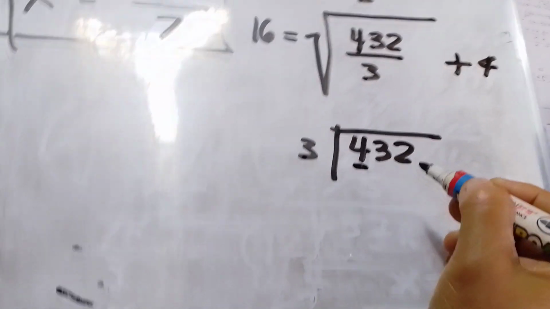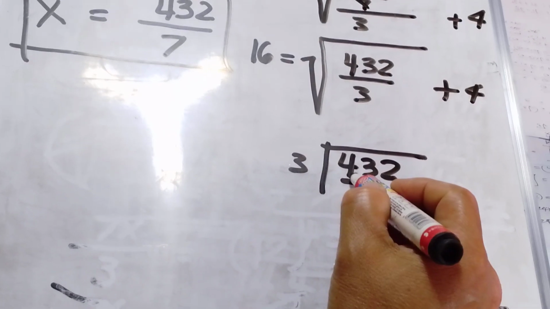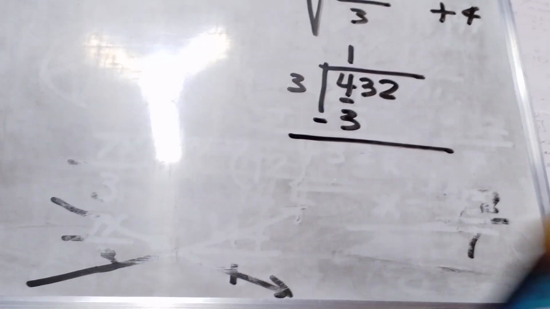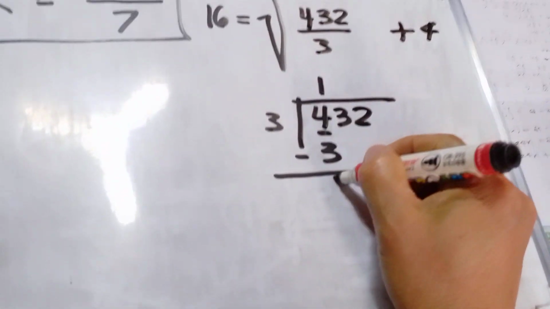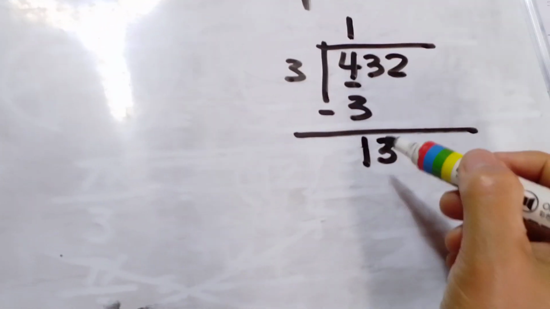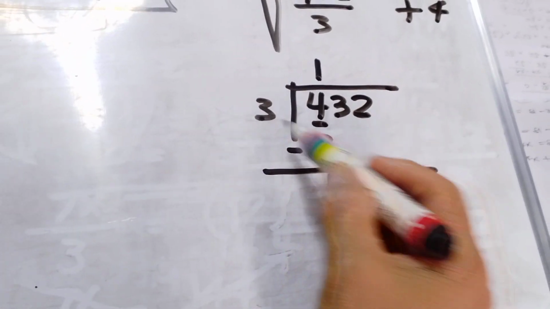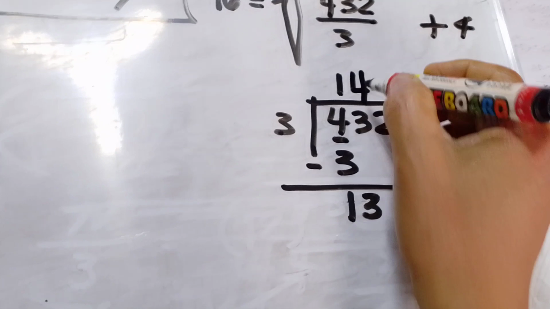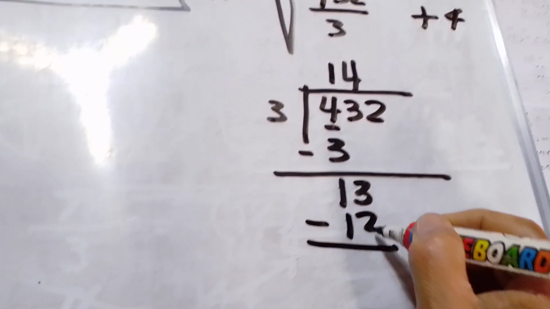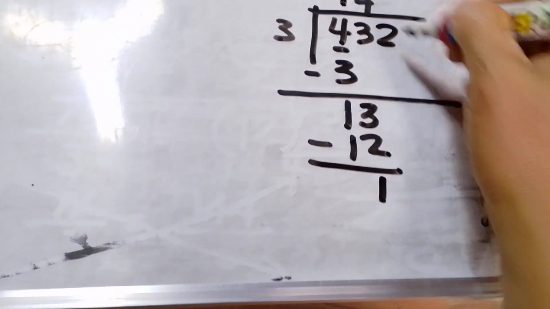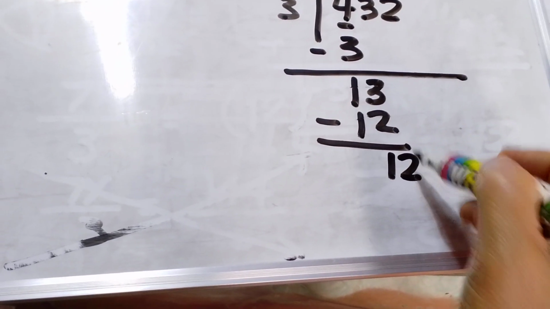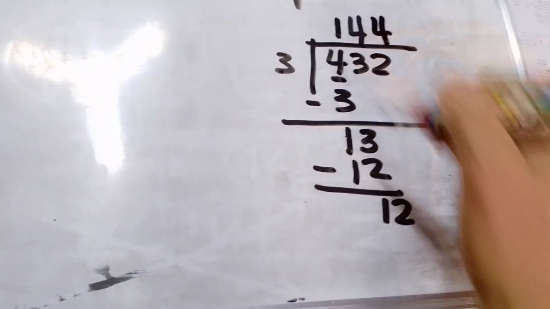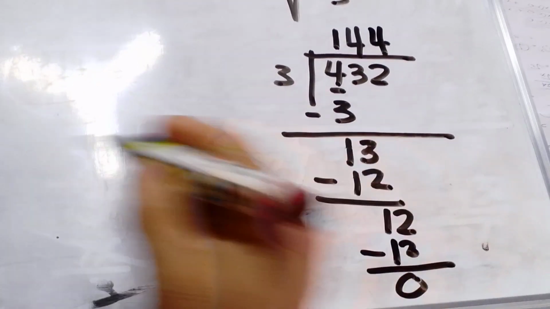So, I will use the first digit. So, 4. So, how many 3 are in 4? It's only 1. And then multiply, that is 3. Then subtract, 4 minus 3 is 1. And then bring down 3. So, I have here the new dividend is 13. So, the question is how many 3 are there in 13? So, this will be 4. So, 4 times 3 is 12. And then subtract, 3 minus 2 is 1. Then bring down 2. Now, 12. And then, how many 3 are there in 12? So, I have also 4. 4 times 3 is 12. And then subtract, that will be 0.